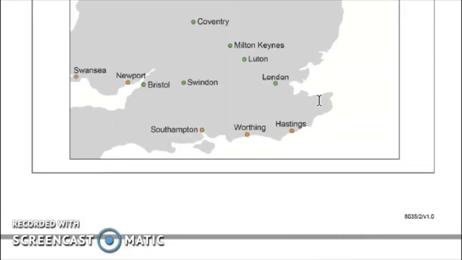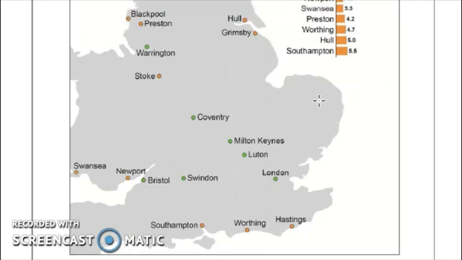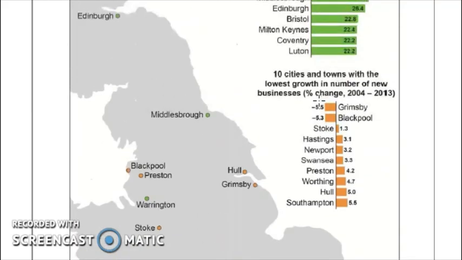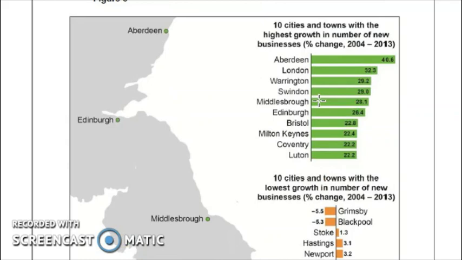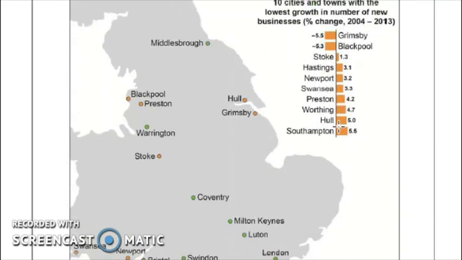If we look at the figure, you've got an outline map of the UK and loads of different cities labelled. You've also got two colours. One is green, which shows the cities where loads of new businesses have been created, but the question just wants us to work on the places where very few new businesses have come.